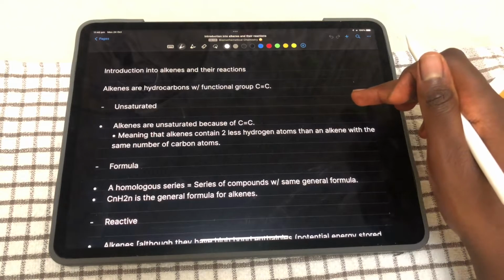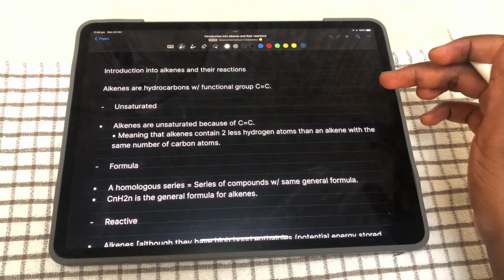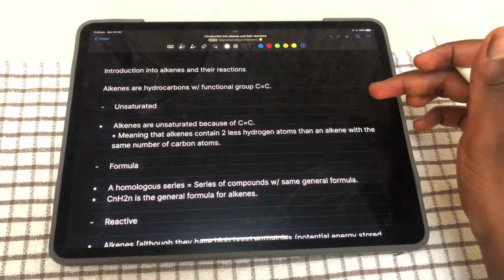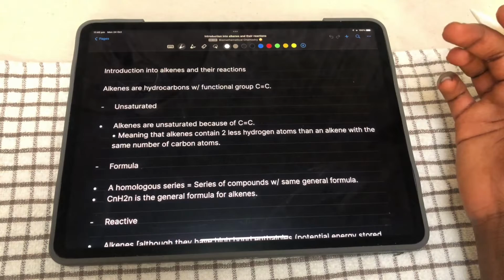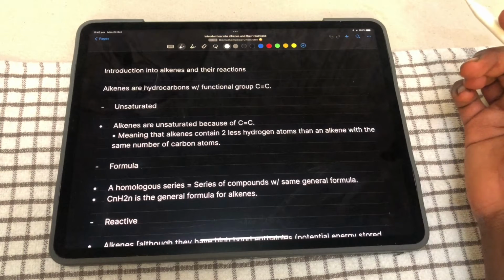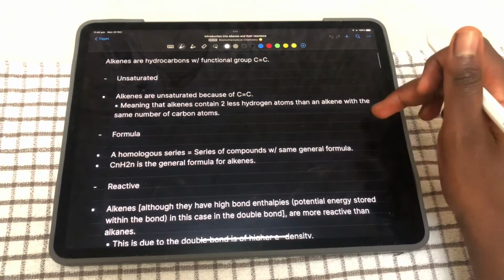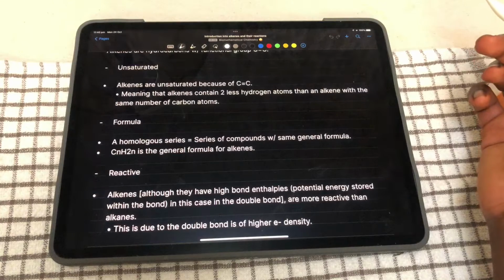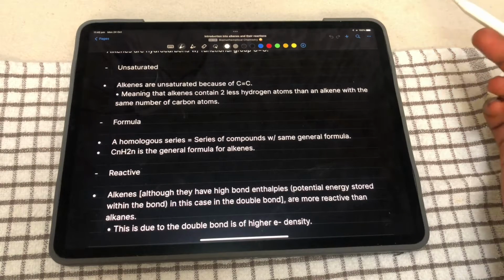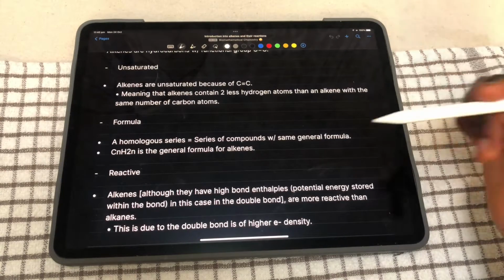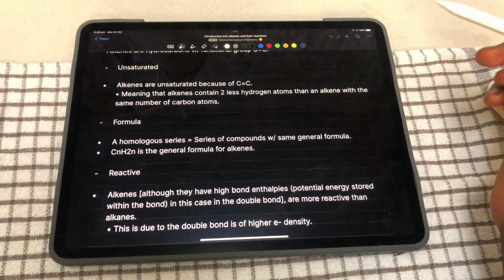They are unsaturated because of the carbon-carbon double bonds, meaning that an alkene contains two fewer hydrogen atoms than the alkane with the same number of carbon atoms. So ethane has 6 hydrogen atoms, but ethene would have 4. The formula is usually given by the homologous series, which is just a series of compounds with the same general formula. For an alkene, it's CnH2n. That's the general formula for alkenes. As you know, for alkanes, it's CnH2n+2, which is different.